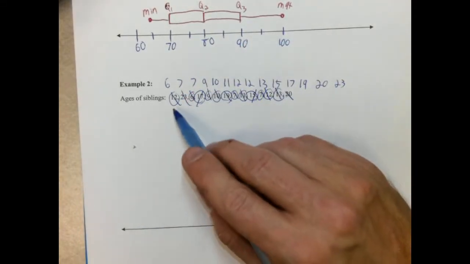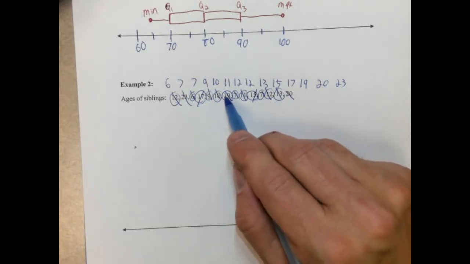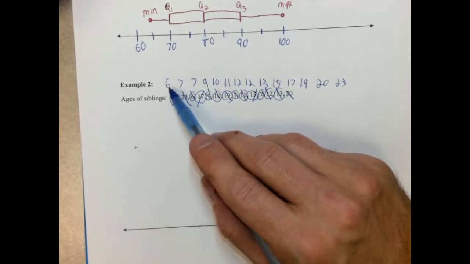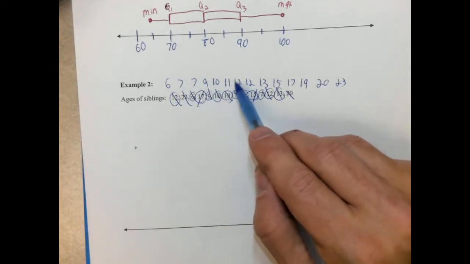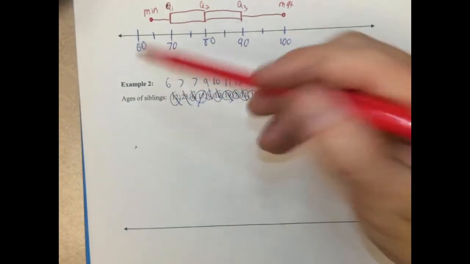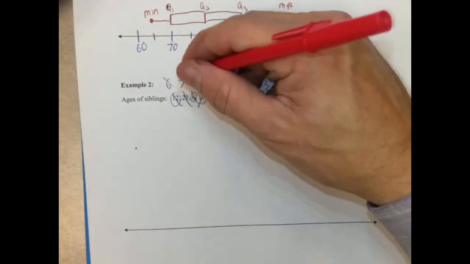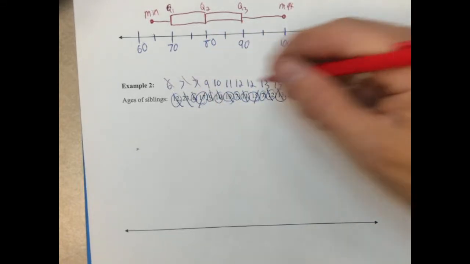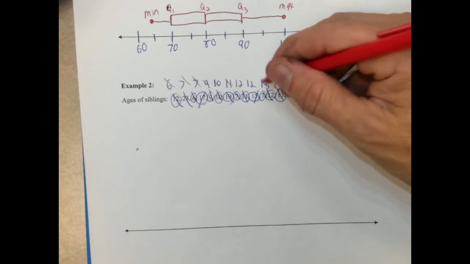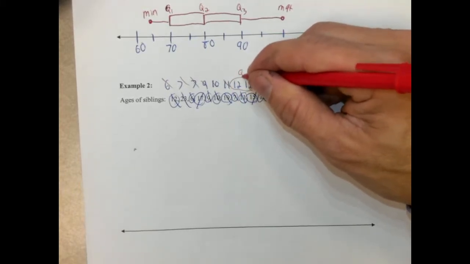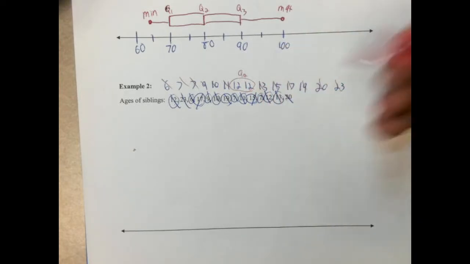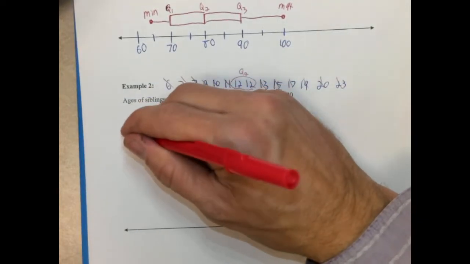All right, so let's see how many numbers there are. 1, 2, 3, 4, 5, 6, 7, 8, 9, 10, 11, 12, 13, 14. So there should be 14 numbers here. Okay. So low, high, low, high, low, high, low, high, low, high, low, high. So our Q2 is going to be the middle, the average of these two numbers, which is going to be 12. So our Q2 is 12.